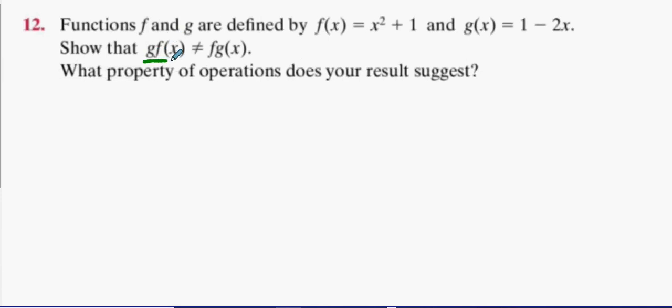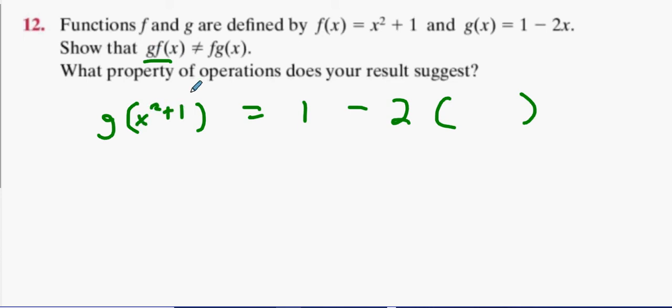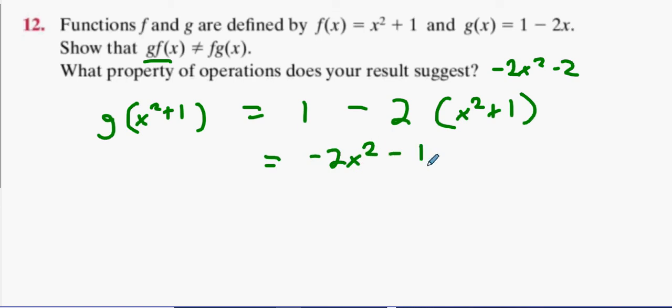So g, using the f function, so g of blank equals 1 minus 2 times blank. The f function's input is x squared plus 1. We should get minus 2x squared minus 2, plus 1, so then we get minus 2x squared minus 1. Okay, so that's the answer for g f of x.